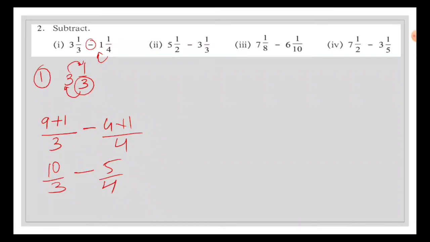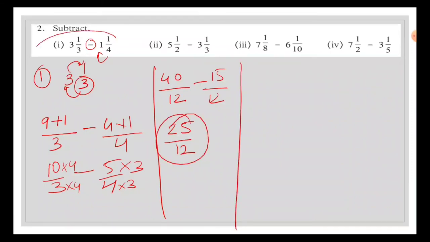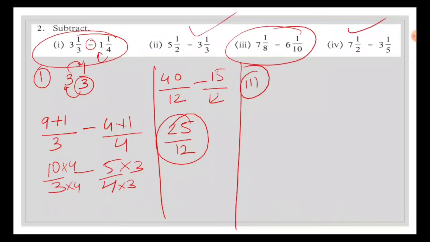Now we will be cross multiplying it because our denominators are not equal. So we will multiply it with 4. Here multiply by 3. 10 4s are 40 upon 12 minus 5 3s are 15 upon 12. So 40 minus 15 is 25. 25 upon 12. Now you have to convert this 25 upon 12 into a mixed fraction. That is easy. This sum I have done for you. I'll just do the third sum again, and then the second and fourth sums will be homework for you.